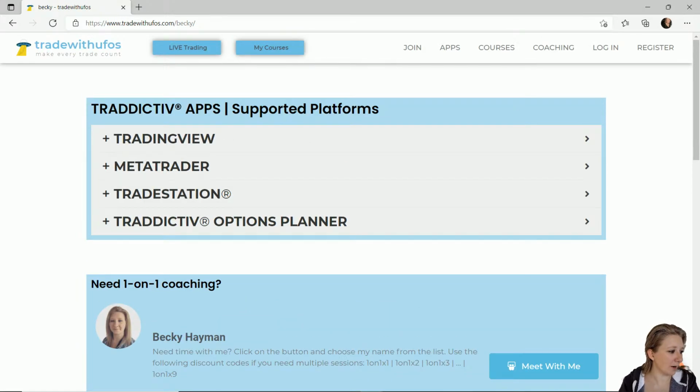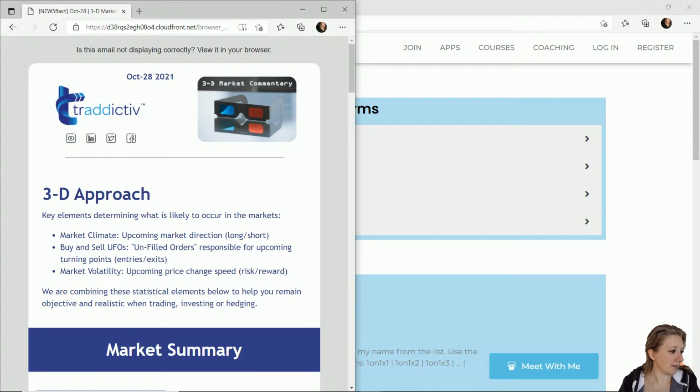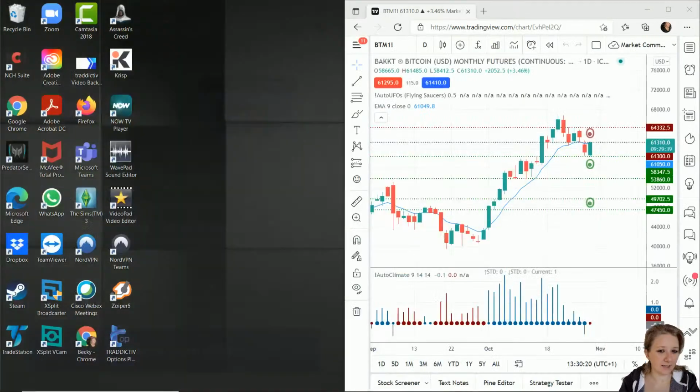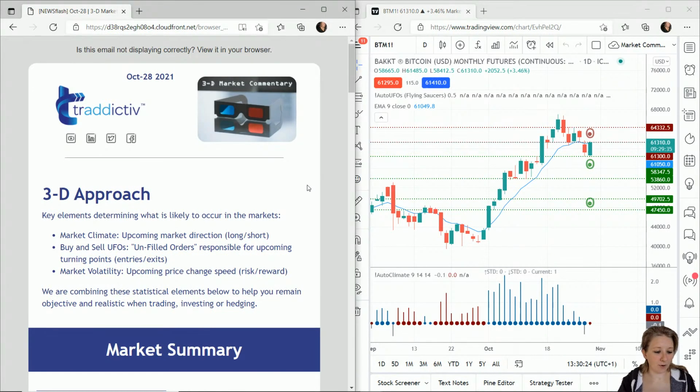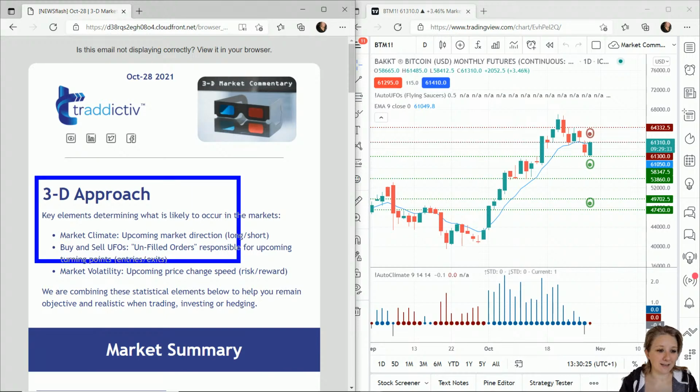Okay, so let's just bring up that email. There it is. And it obviously correlates with market data. So as we said, it is a 3D market approach, or a 3D commentary, because we are looking at 3 separate elements.